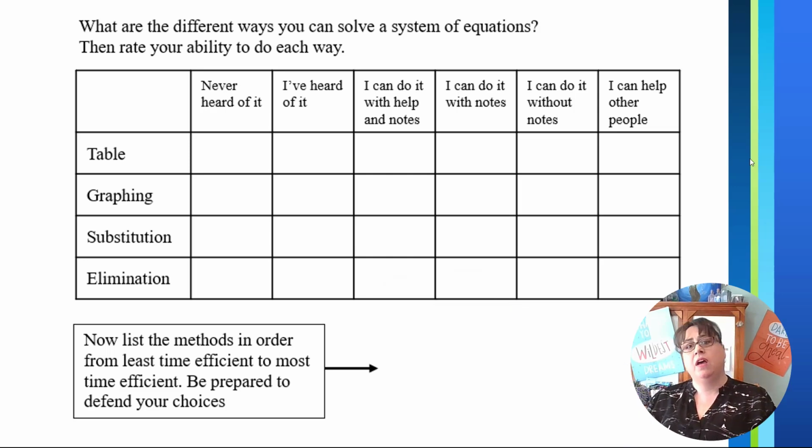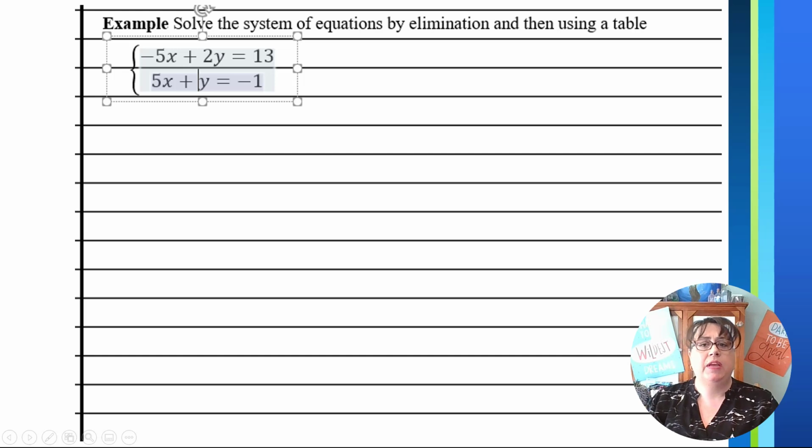So now that you've evaluated your understanding of these four methods, we're going to go ahead and explore them. Please keep in mind that you may not have used all four methods this year. Sometimes we don't do all four methods, or we've decided to focus more on one and not so much on another. So if you aren't familiar with all four methods, that's okay. Pay attention to the ones that you know best. On this first one, we're going to be looking at elimination and then using a table.